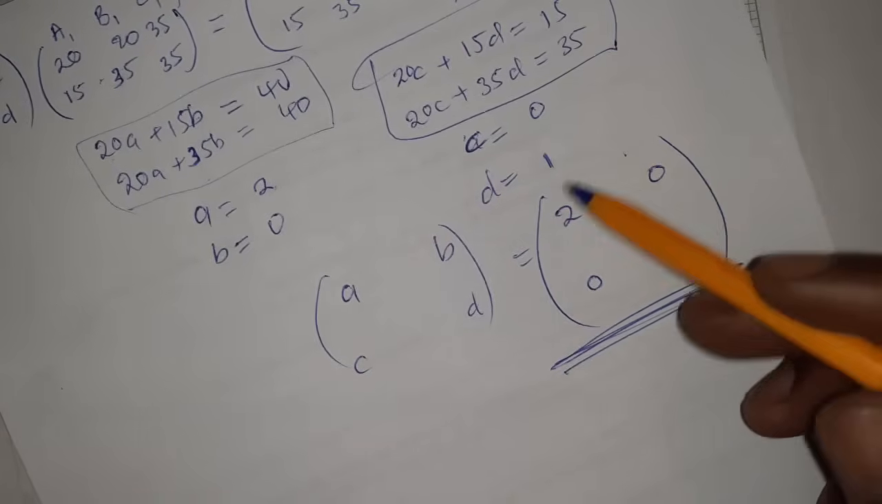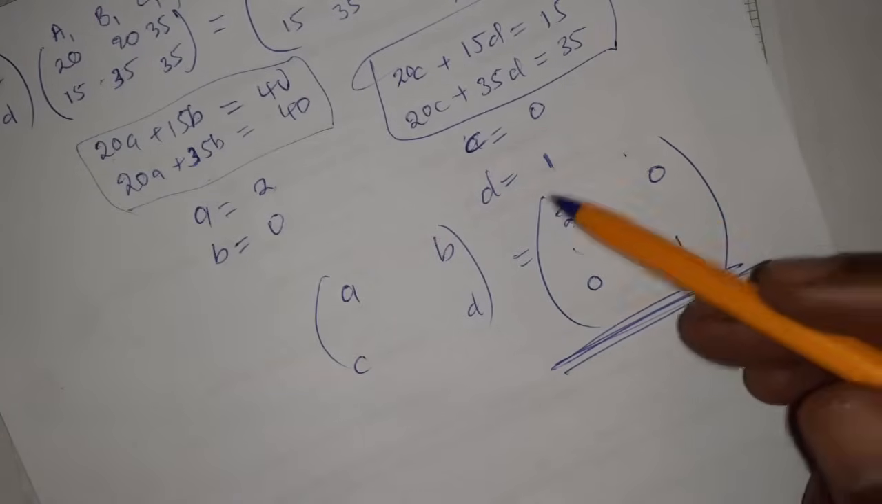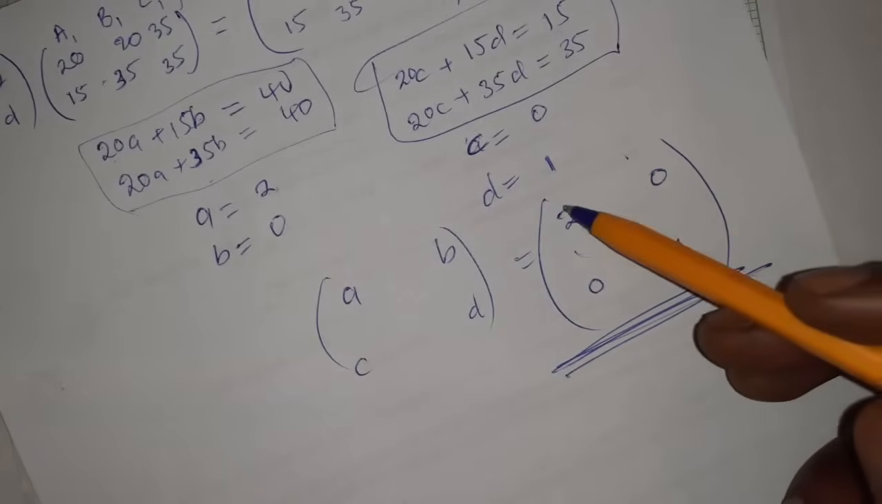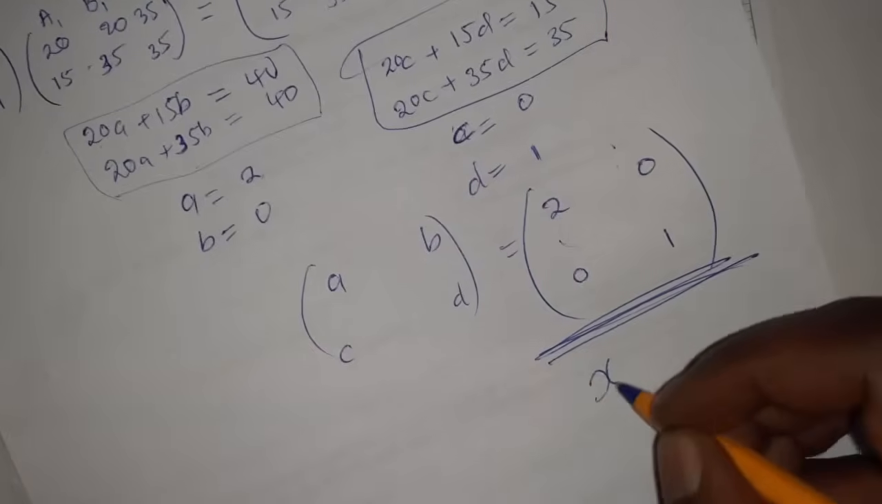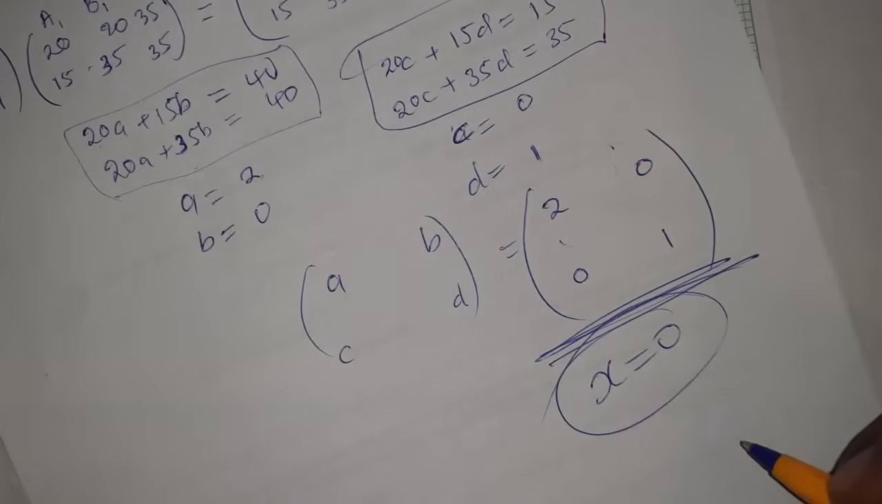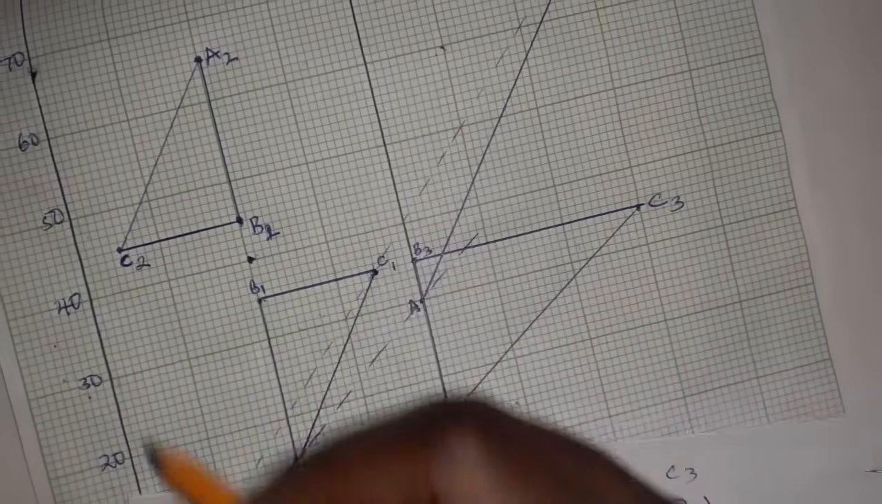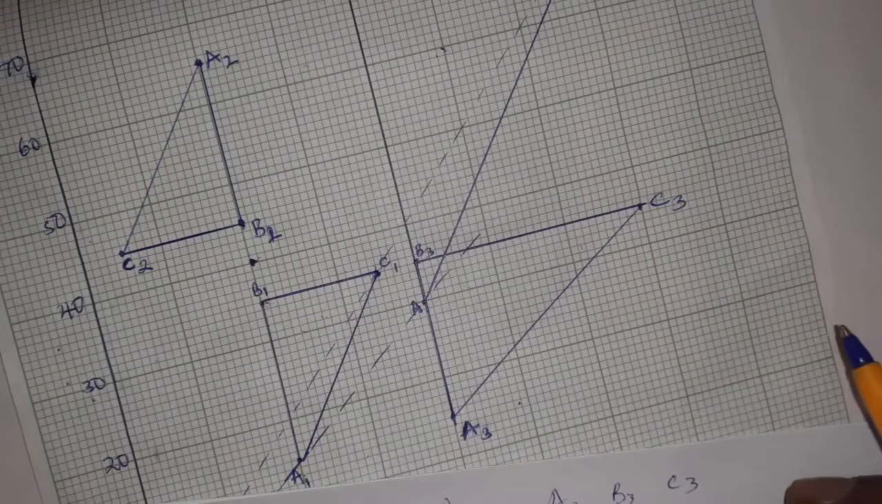Okay, this is a matrix that you use when you're dealing with a stretch when x is equal to 0, when this is the invariant line. Okay, when the y-axis is the invariant line.